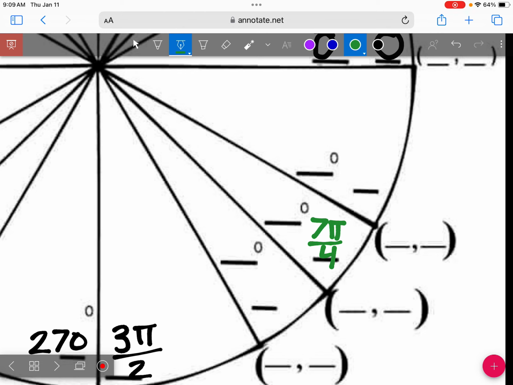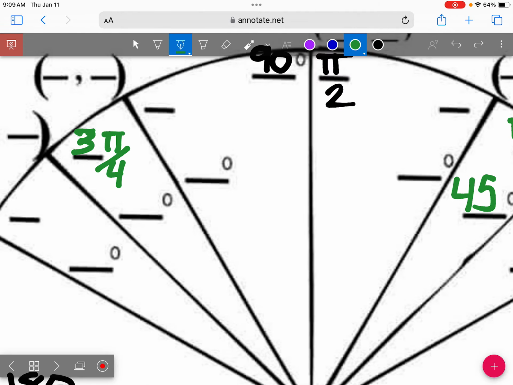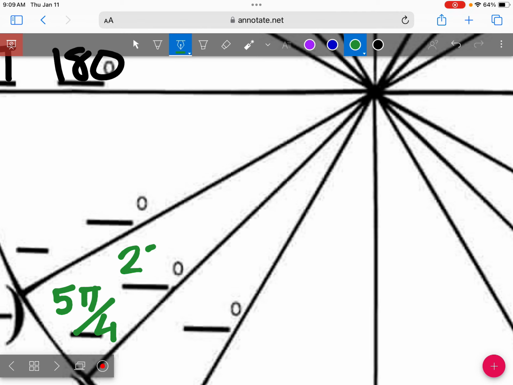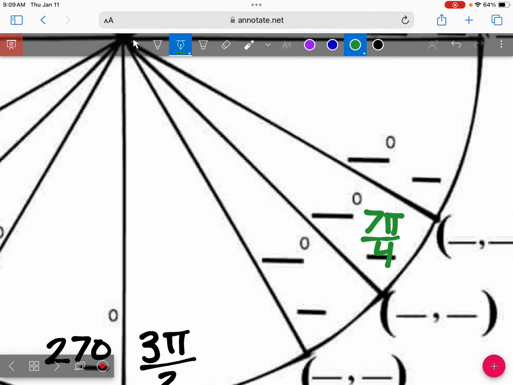We're going to do the same thing with the degrees, filling them in, counting by 45s. 0, 45. Plus 45 is 90. Plus 45, 135. Plus 45 gets you to 180. Plus 45, 225. Plus 45 gets you to 270. Plus 45, 315. Okay?